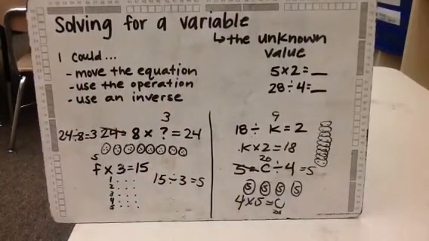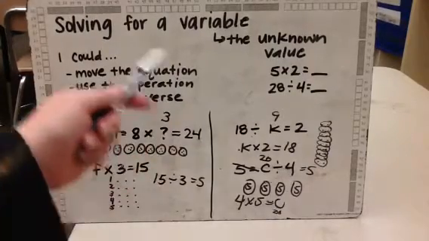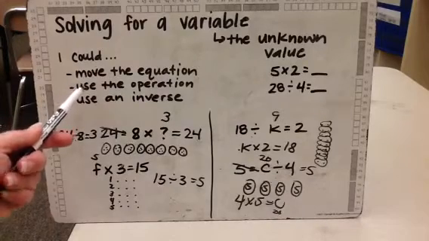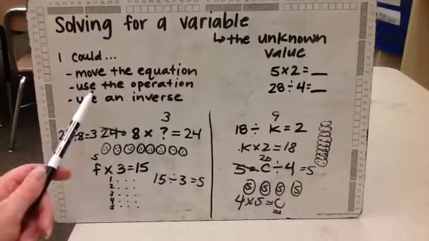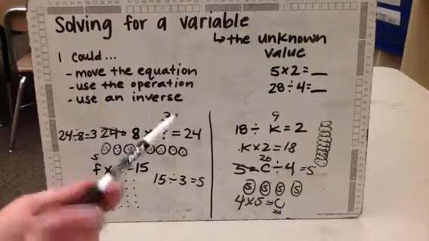So remember, variables is just another way to say it's the unknown value. They can be represented with symbols or letters. And these are some things you might do. You might move the equation around if it doesn't look the way you're used to it or the best way for you to understand it. You can use the operation that is there, or you can use an inverse.